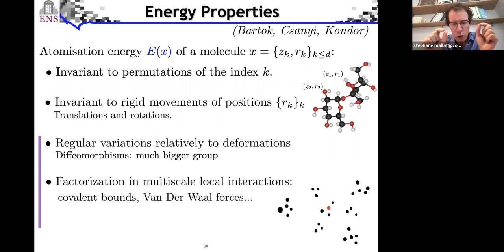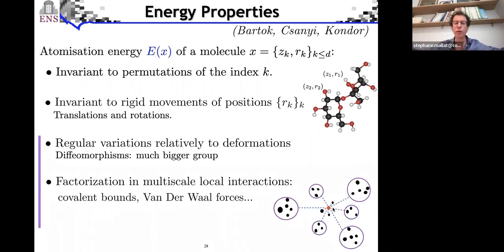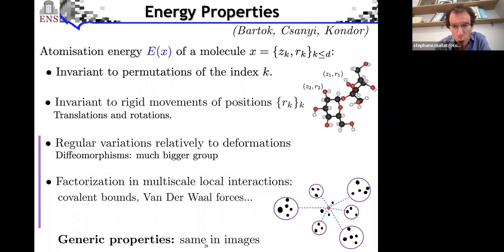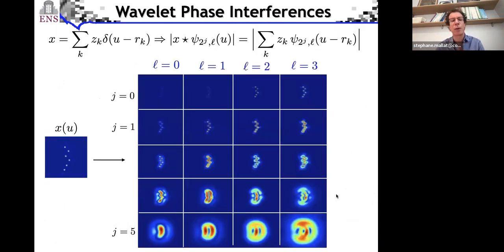Why? Because you have very strong covalent bound chemical interaction at very short scale. At long range scale, you have the electromagnetic force, in particular Van der Waals forces. So the kind of decomposition that you're going to obtain with a multiscale representation gives you a kind of factorization of these forces, first evaluating the very strong, high frequency interaction forces, and then regrouping at different scales the forces due to the electromagnetic field. All these properties I'm just stating, by the way, will essentially be the same for images, which explains in particular why the problems are somewhat similar.